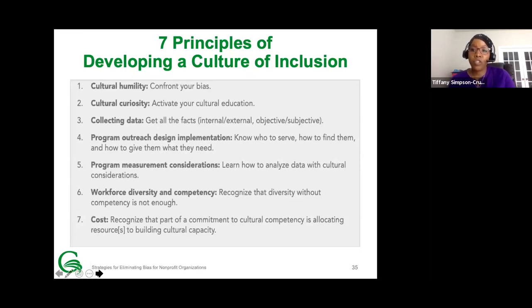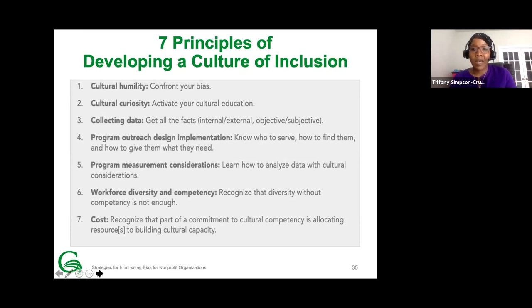If a part of your mission and your work is to serve a particular population, what are the demographics? What is the high school graduation rate for that population? Do they have access to affordable housing? What are the cultural norms of that community? Just getting some baseline data of where they're at in terms of their lived experience.